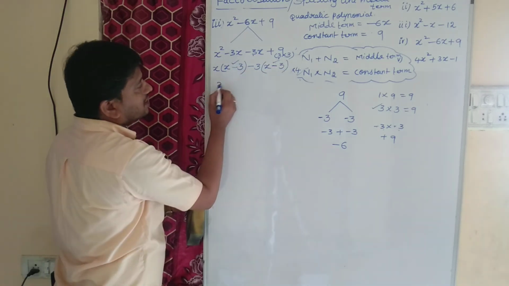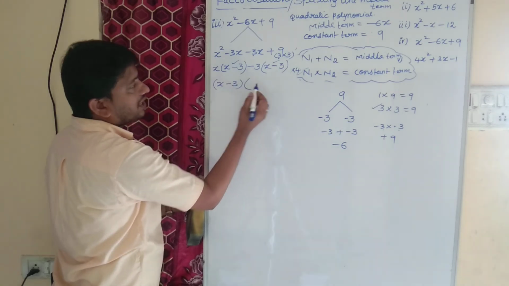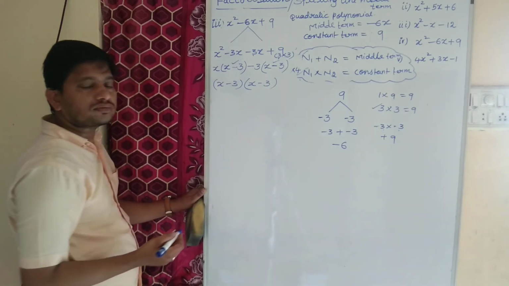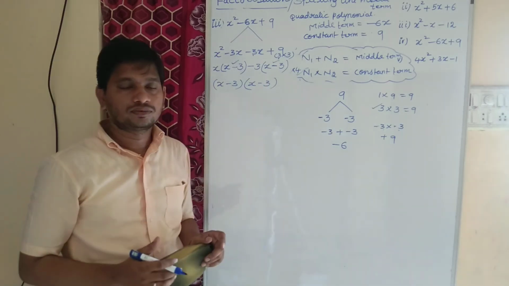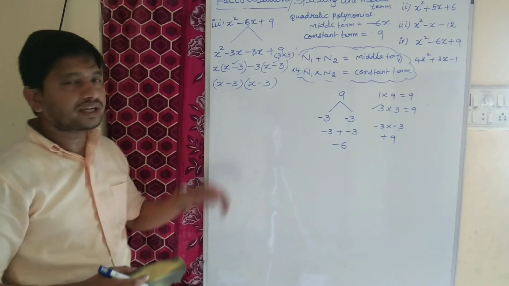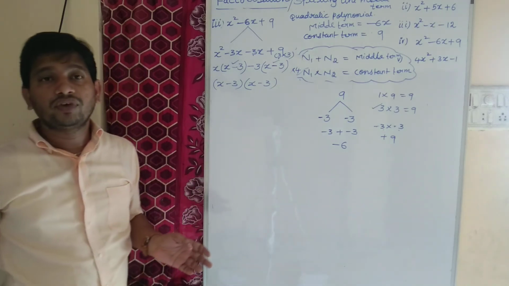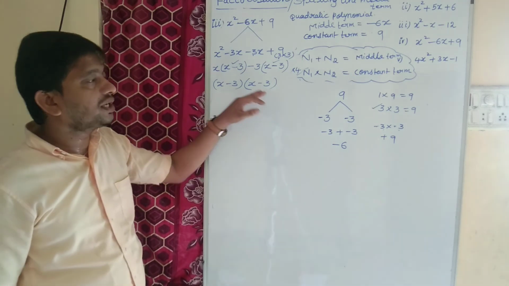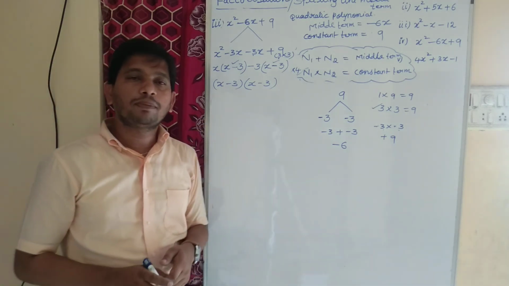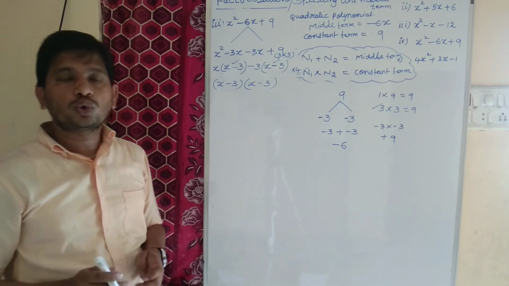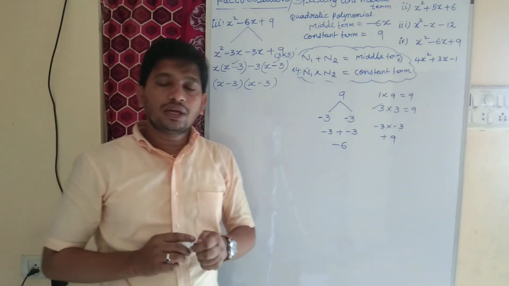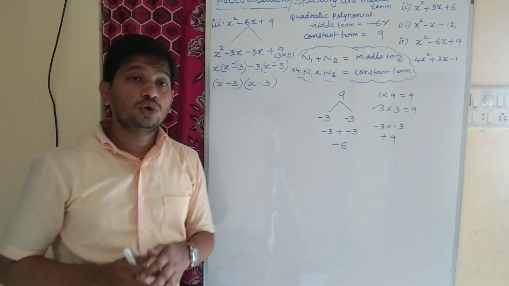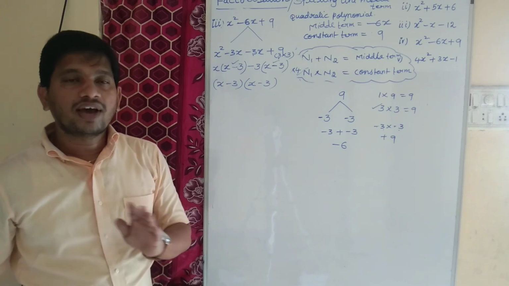Now I can take x minus 3 as common. If I take x minus 3 as common, again I got x minus 3 only. Here the two roots are equal. That is a separate case that we will discuss when we do polynomial chapters, right? So the factors are x minus 3 and x minus 3. So this is the basic concept of how to split the middle term and how to factorize the given polynomial. I hope this concept is very clear to you.